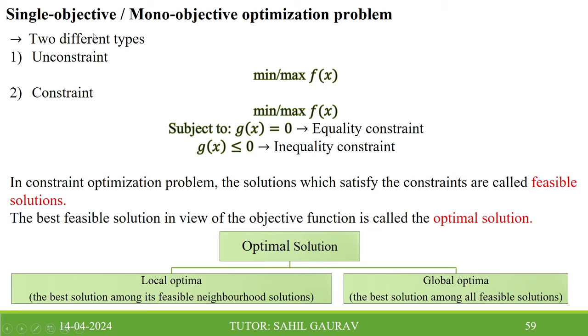Now single objective, mono objective optimization problems can be of two types. Unconstrained type: you have to either minimize or maximize this function without any constraint. That is called an unconstrained single objective optimization problem. While in the constrained optimization problem, you have to minimize or maximize this function with respect to certain equality or inequality constraints. In a constrained optimization problem, the solutions which satisfy the constraints are called feasible solutions, and the best feasible solution in view of the objective function is called the optimal solution. And this optimal solution can be categorized into local optima and global optima. Local optima means the best solution among its feasible neighborhood solutions, while global optima is the best solution among all feasible solutions.